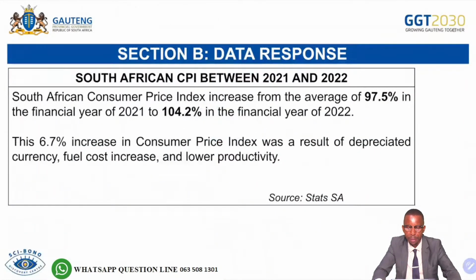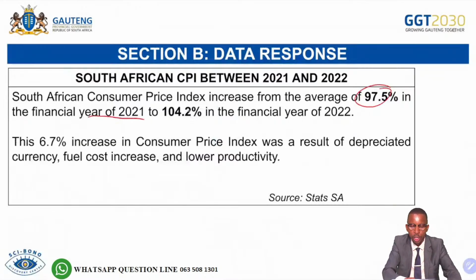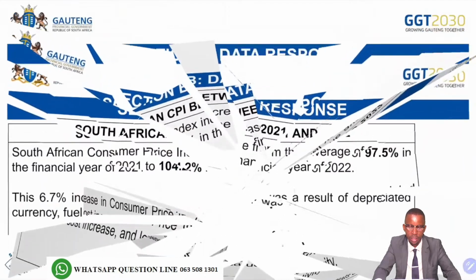South Africa CPI between 2021 and 2022. The South African Consumer Price Index increased from an average of 97.5 in the financial year of 2021 to 104.2 in the financial year of 2022. This 6.7 increase in the Consumer Price Index was a result of depreciated currency, fuel cost increase, and lower productivity. Now let's check the questions in there.